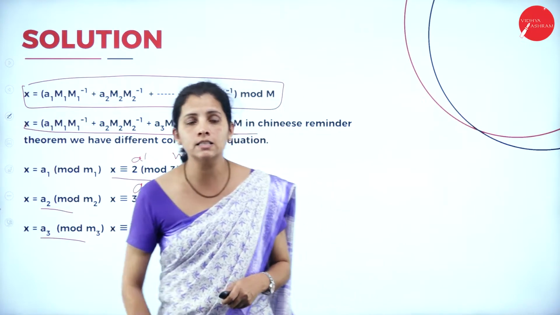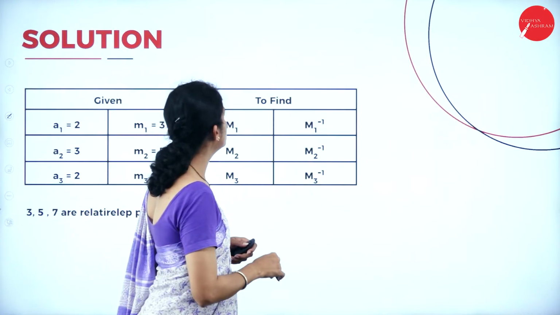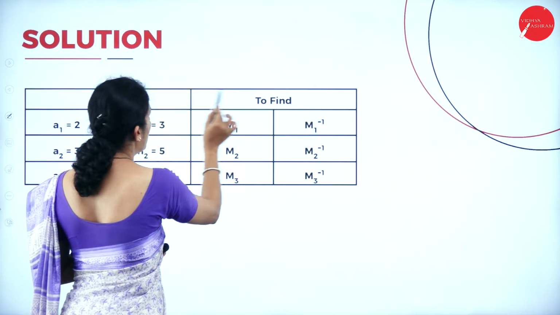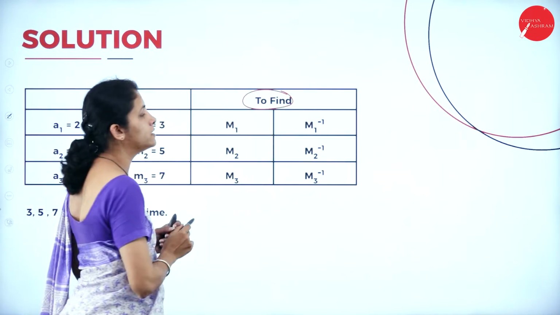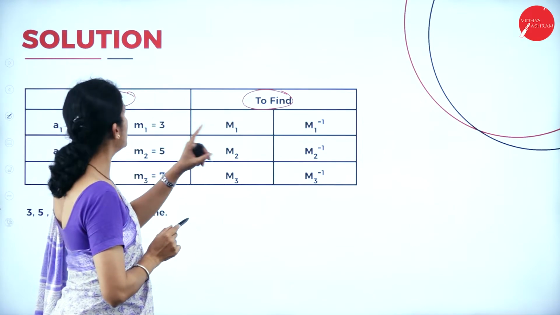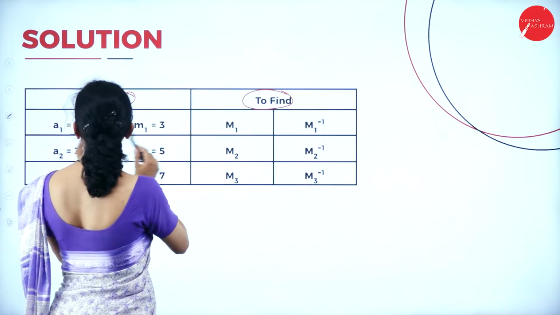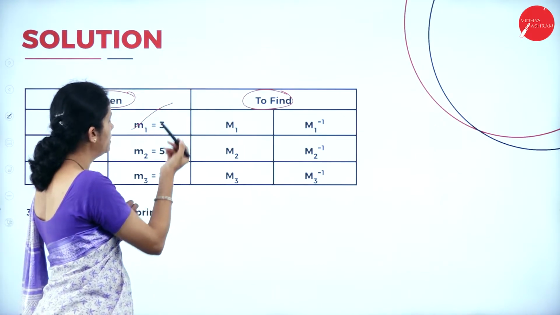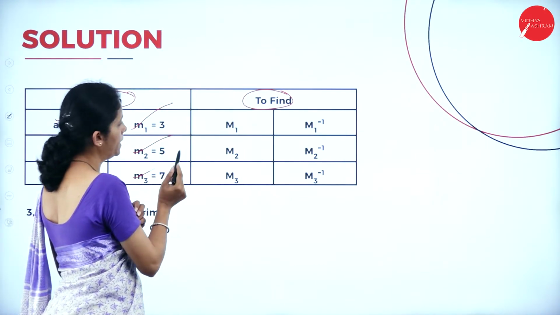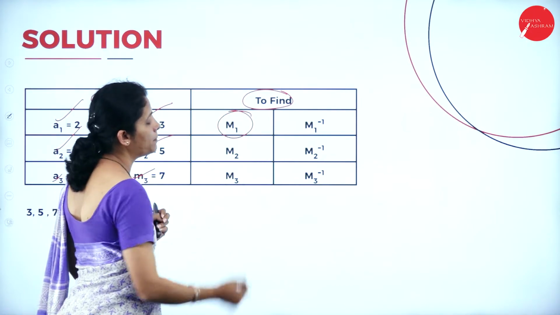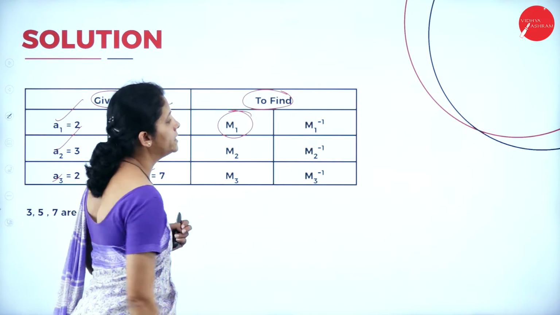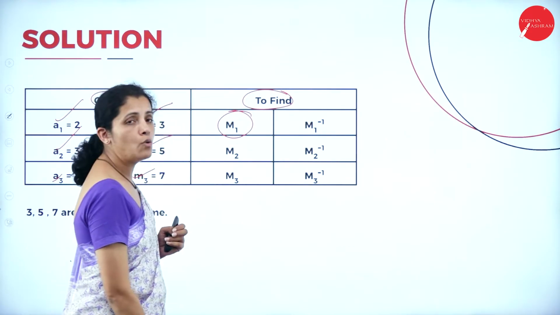Now I'm going to construct a table. So this is my table. Okay, so here I have given field as well as to find field. And here I'm having A1, A2 and A3. Here I'm having M1, M2 and M3. And I want to find capital letter M1, M2 and capital letter M3. And I want to find the M inverse. So what I'm going to do?